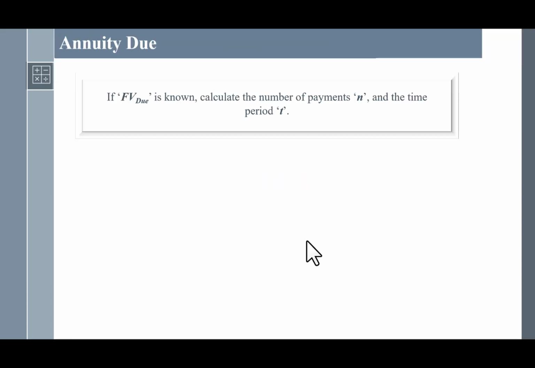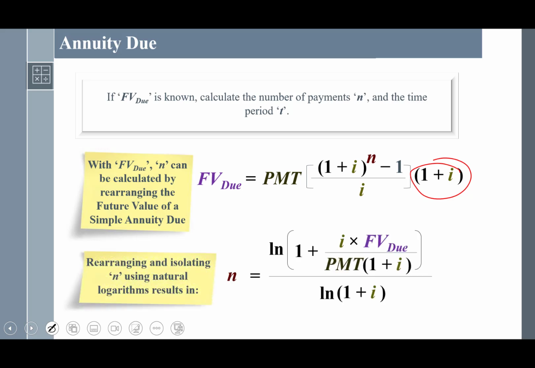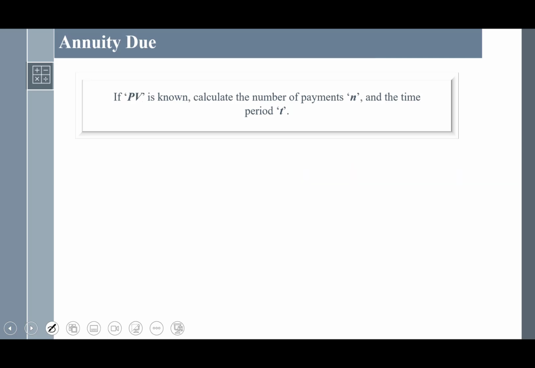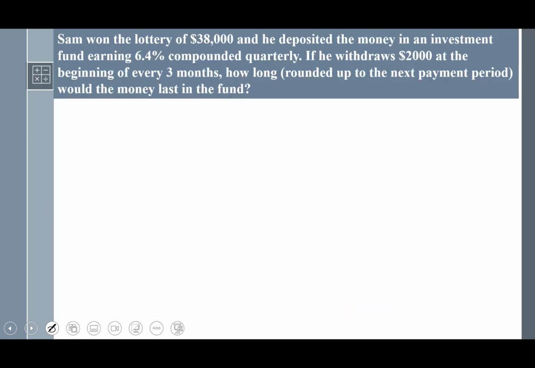Similarly, for the annuity due, we have lots of work to do. The only difference is we have that extra factor, the 1 plus i, so we still have to divide, move things around, multiply, take log, drop the power, divide again. Lots of work, whether it's future value or present value. You can see just to enter these values in the calculator, if we're using the formula, not using the financial calculator, it's a hassle. Luckily, we won't be doing that.